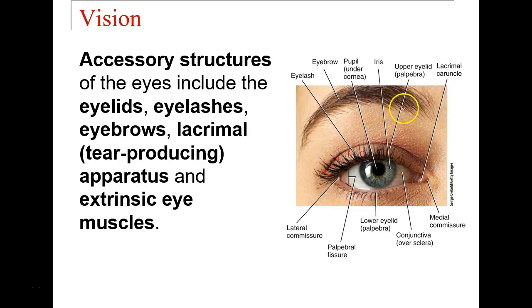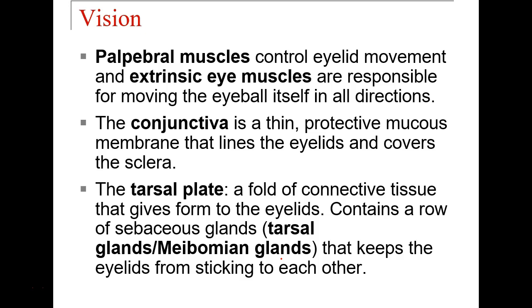Eyelashes and eyebrows also help prevent foreign matter from entering the eye. Lacrimal glands we will see right here. And then extrinsic eye muscles are for moving the eye themselves. Okay, palpebral muscles are going to be moving the eyelid, helping to raise the eyelid and open the eye. Extrinsic eye muscles are responsible for moving the eye.